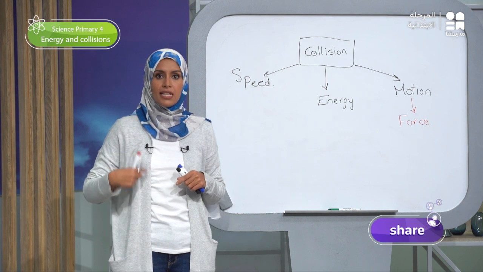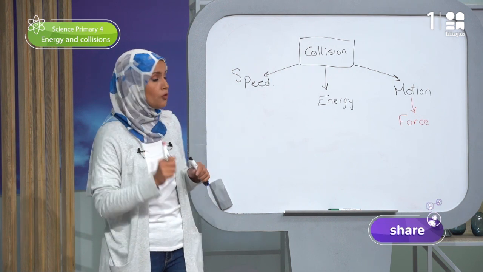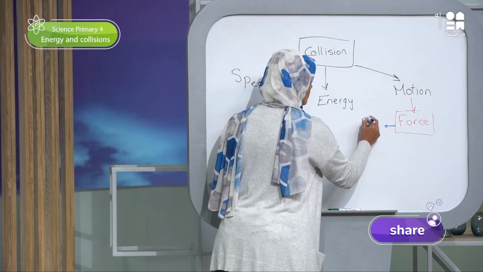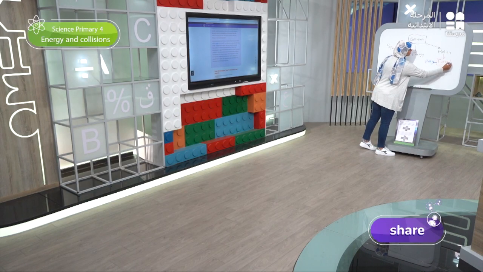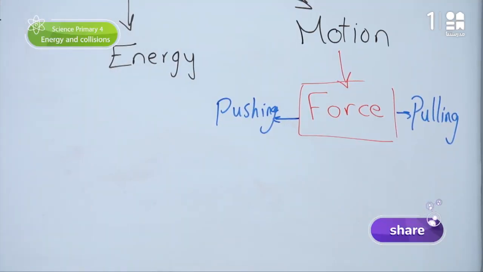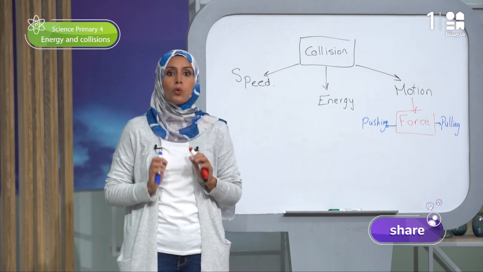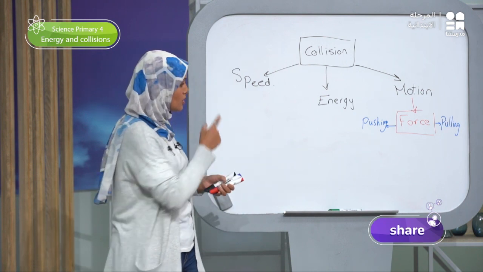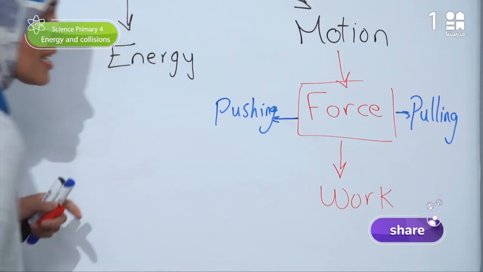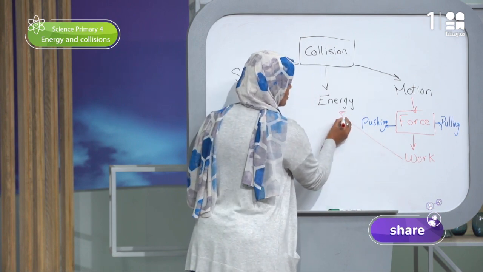Well, when this object really moves, what type can this force be? The force can be a pushing or pulling force. So I will write two words from the word force. Pushing or pulling. And to affect an object strongly, you must exert what? Exert work on it. And work needs an amount of what? Energy. So first, let me write work. And for me to be able to do my work, I must have energy. So there is a relation between work and energy.